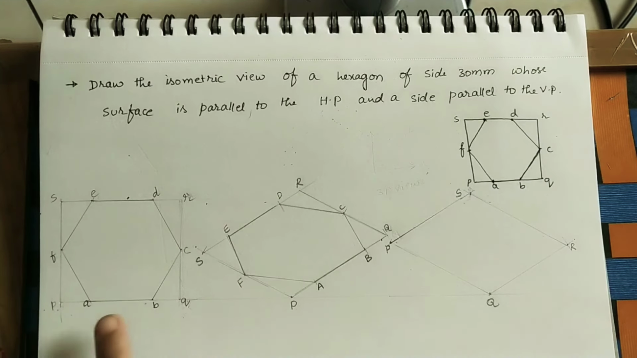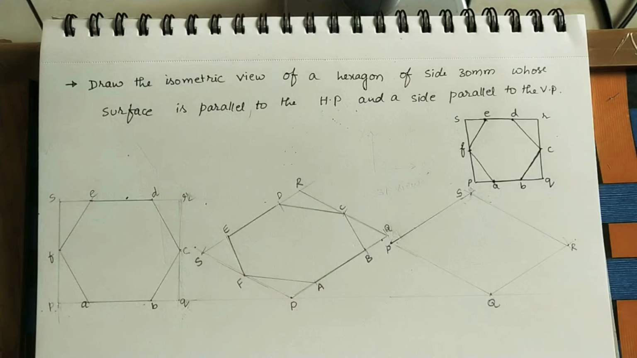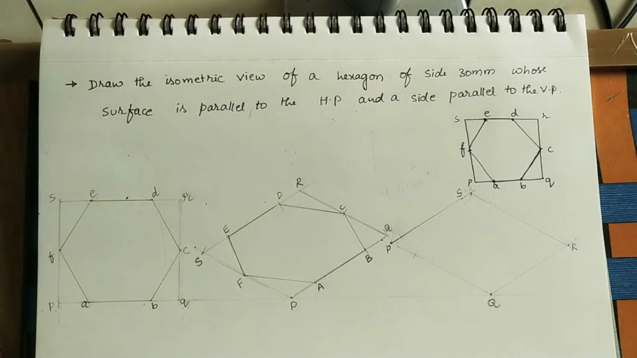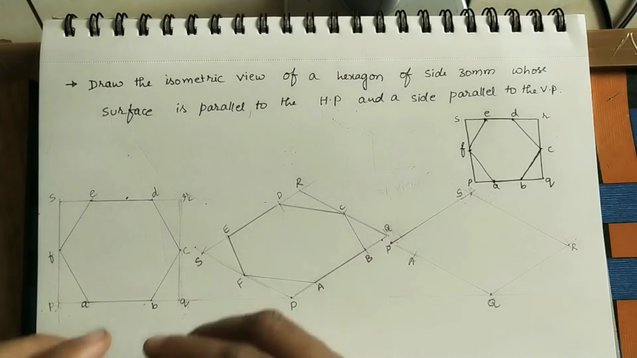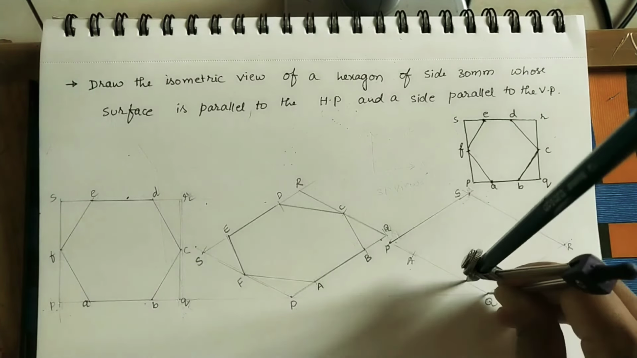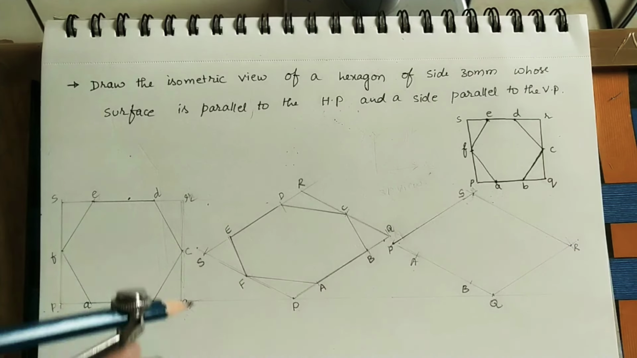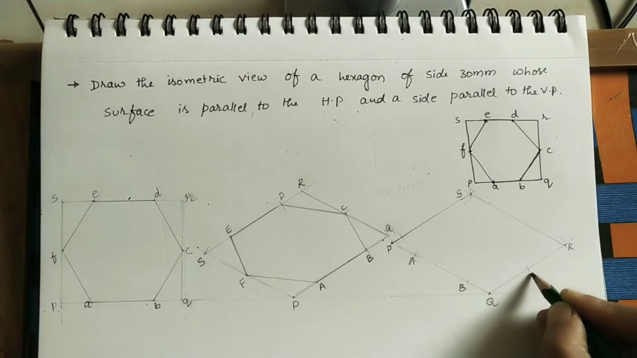So from Q, take this QA length. QA length is coming on PQ. Okay, so this is the PQ. With Q as center, mark this as A point. Now next mark B point, QB. So this is the B point. Next take QC length by using compass, QC length on QR. So this is the C.